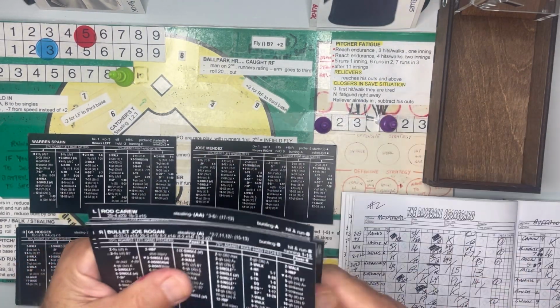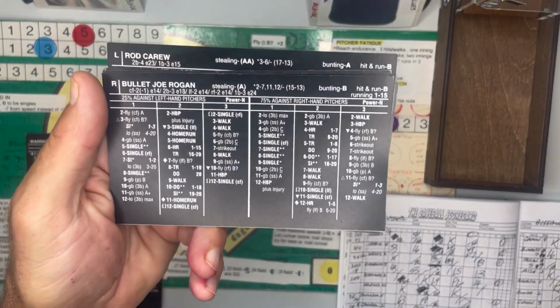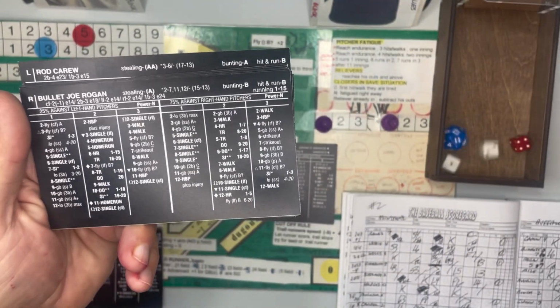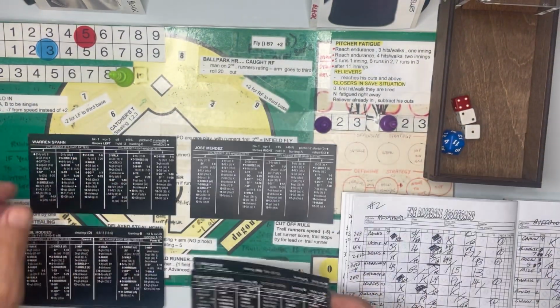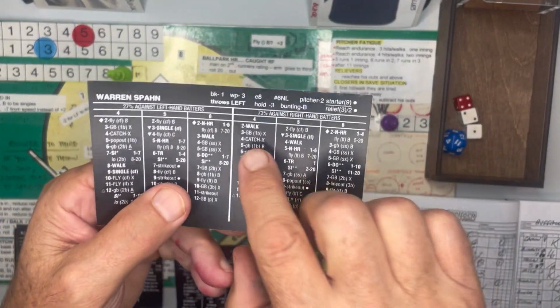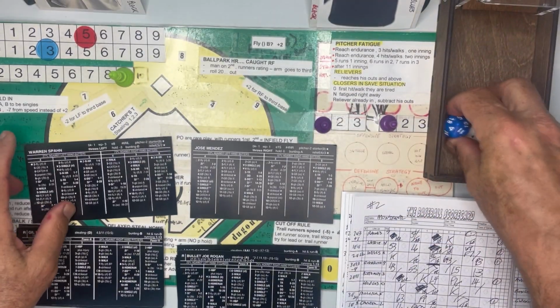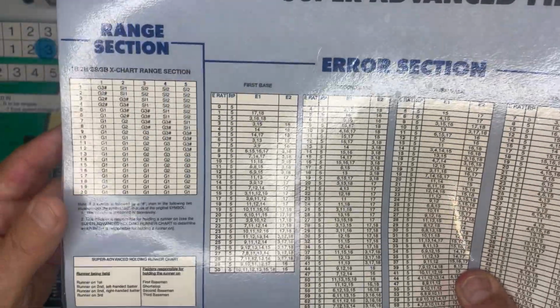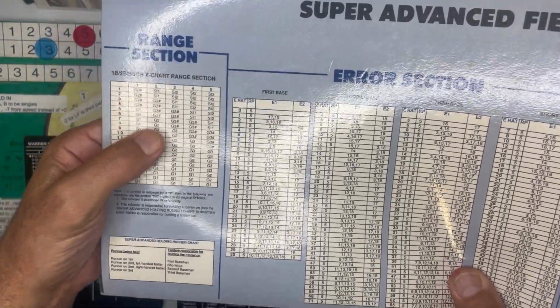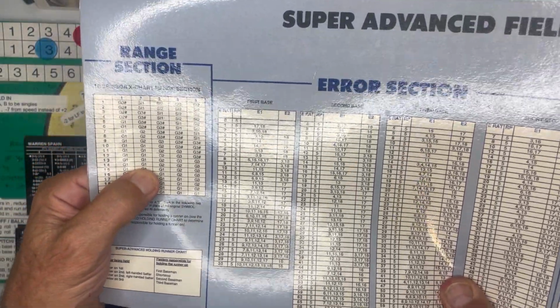Montreal's Bullet, Joe Rogan, the number 3 hitter in the lineup. We have a 4-3, so that is going to go to Spahn's card. 4-3 ground ball, first base X. So the first baseman is Bottomley, 2-11. We got a 14. That's not good for Buffalo. So 2, number 14. G1 is a double play.